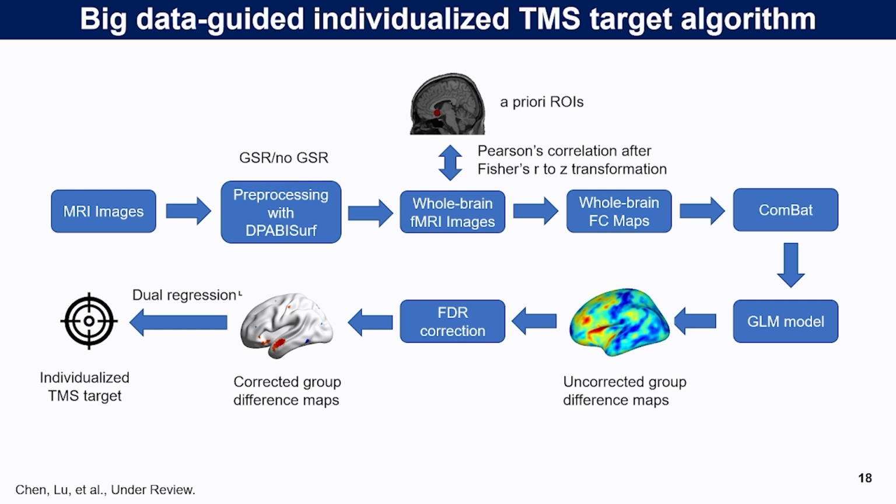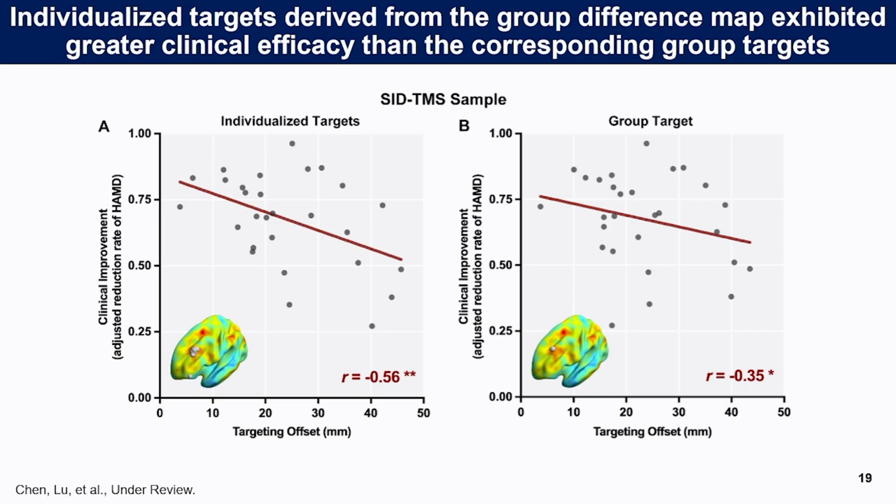Guided by this, if this map has clinical relevance, can we use this big data to guide individualization? For example, we have preprocessing, we have big data, we have group differences. Once we have group differences, can we get individualized targeting? We're using dual regression methods, using the group abnormality to find the individualized target. And once we found the individual target, as Andrew already showed you, we can use this individual target offset distance and correlate it with the clinical response.